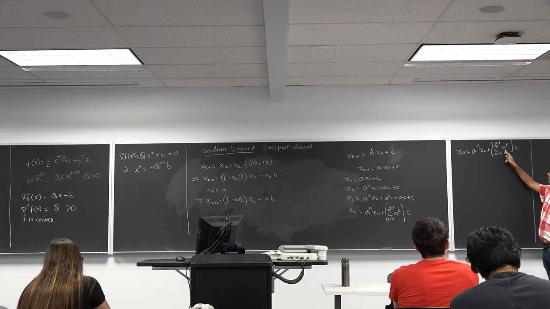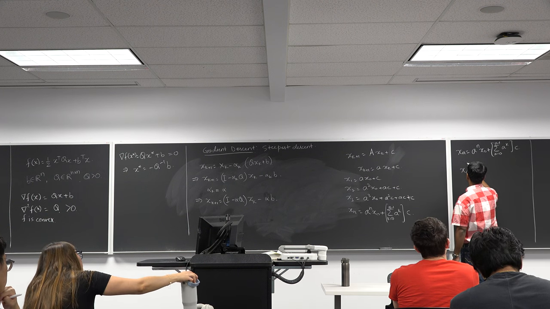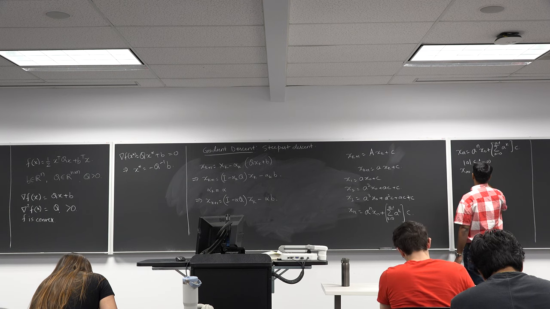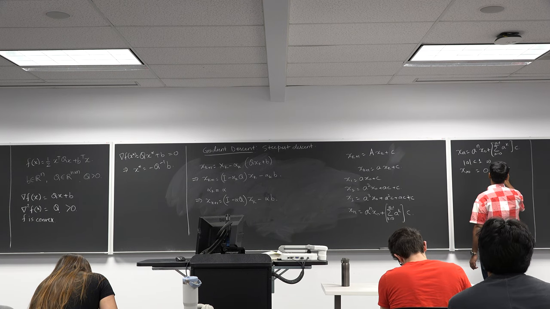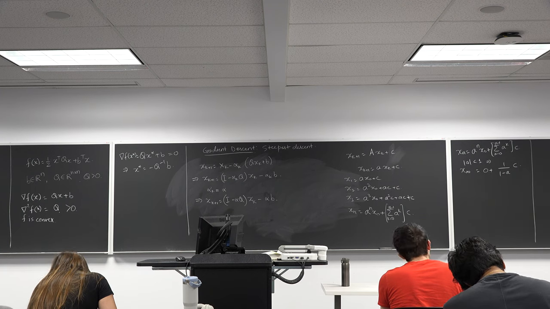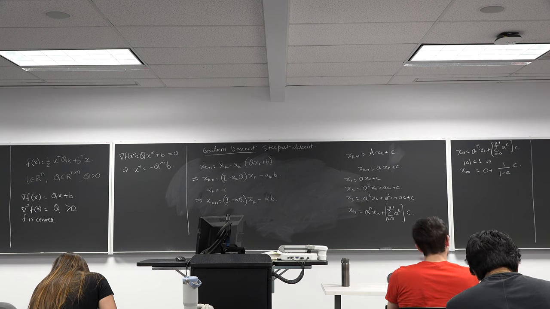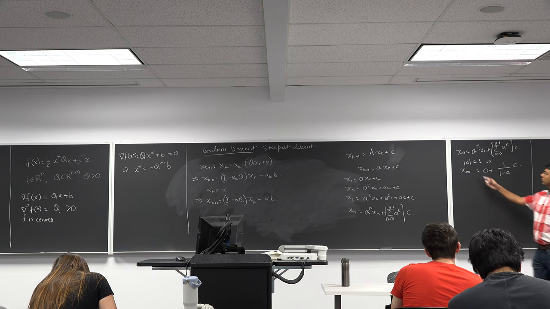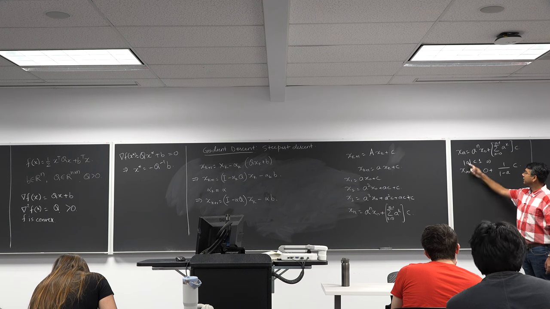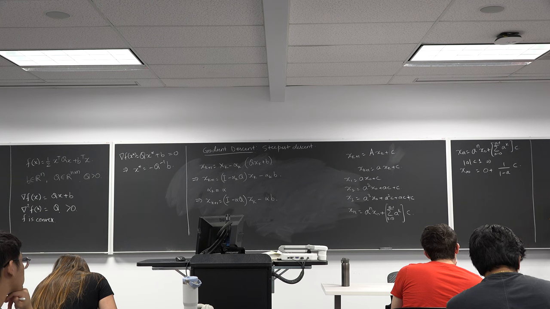It also turns out that if a is less than 1, this series is going to converge. This is a geometric series. So if a is less than 1, then x infinity is 0 plus 1 over 1 minus a times c. Does that make sense? So if the absolute value of a is less than 1, then x_n converges to x infinity, which is c over 1 minus a. Okay, everyone agrees with this? Agrees with this assertion? Perfect.